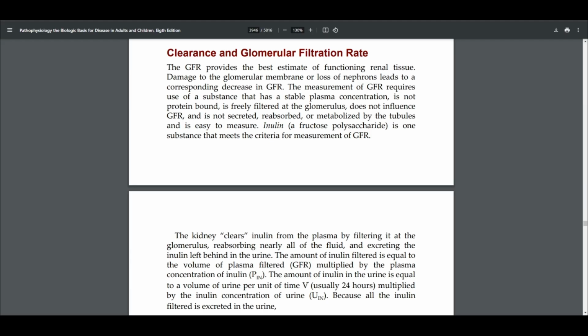The measurement of GFR requires use of a substance that has a stable plasma concentration, is not protein-bound, is freely filtered at the glomerulus, does not influence GFR, is not secreted, reabsorbed, or metabolized by the tubules, and is easy to measure. Inulin, a fructose polysaccharide, is one substance that meets the criteria for measurements of GFR.